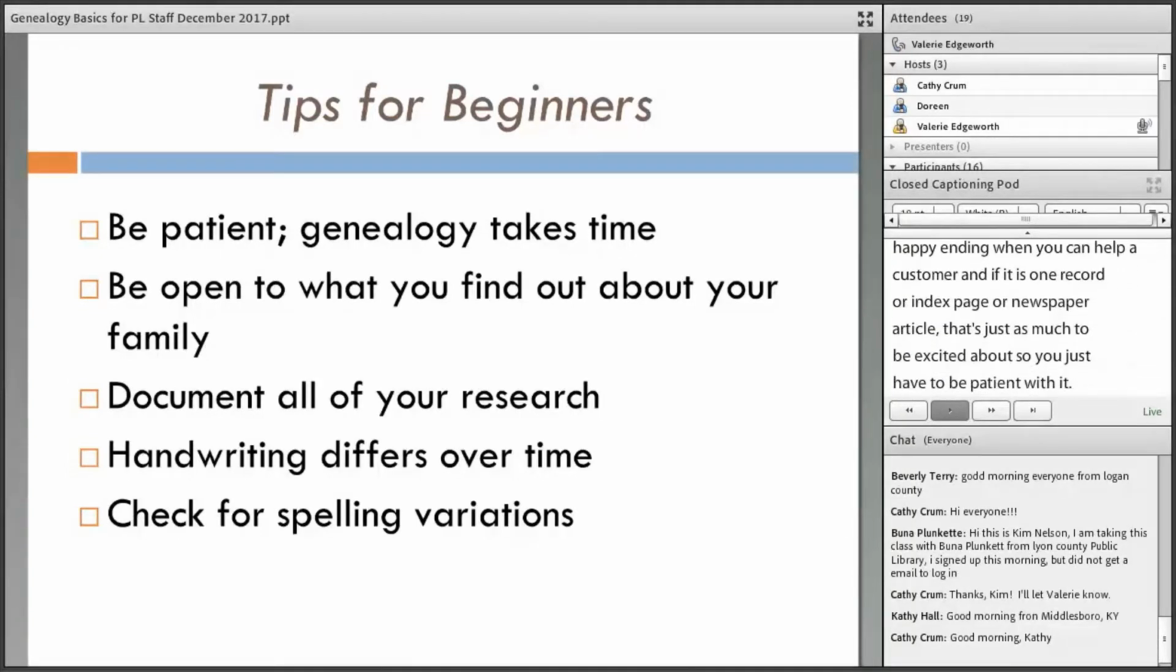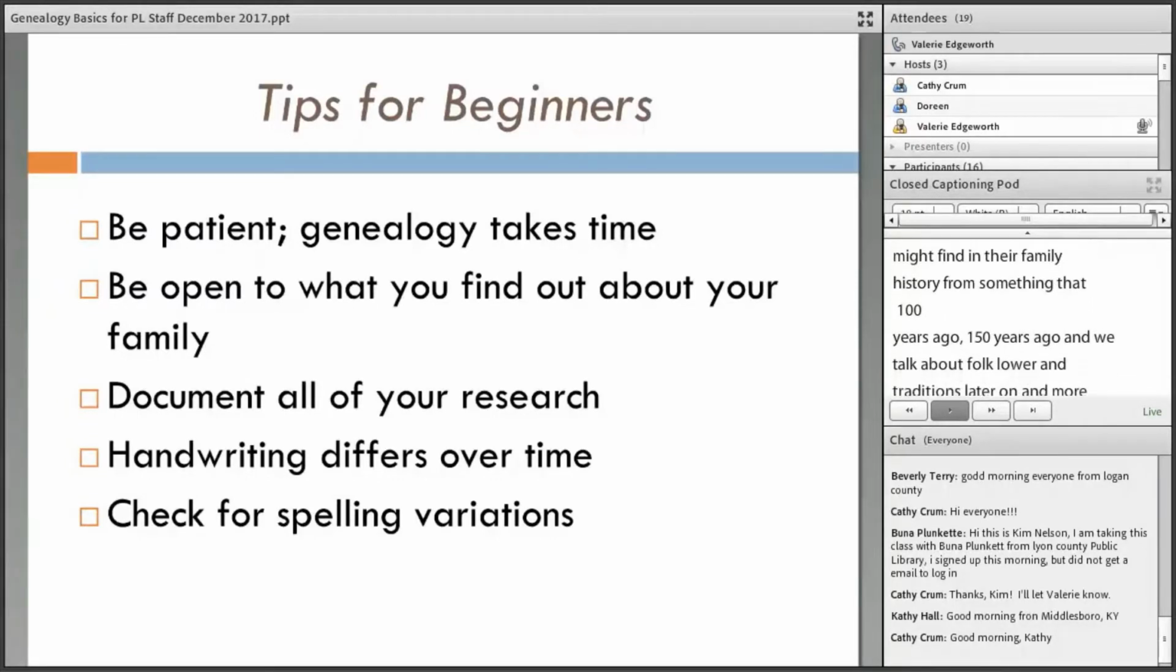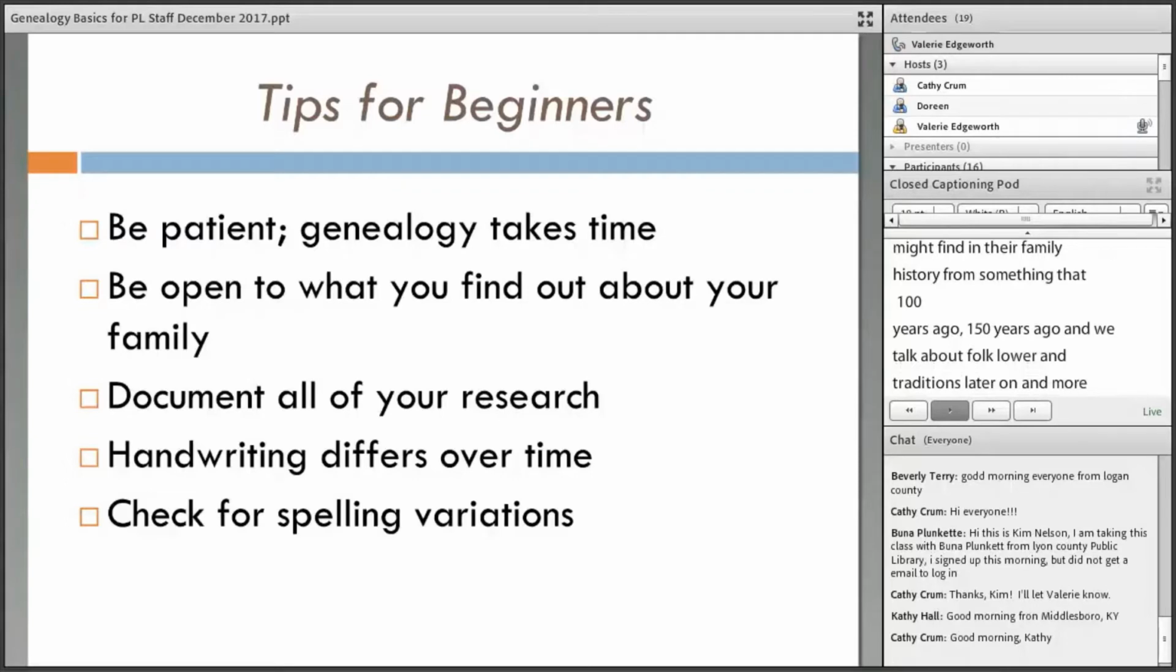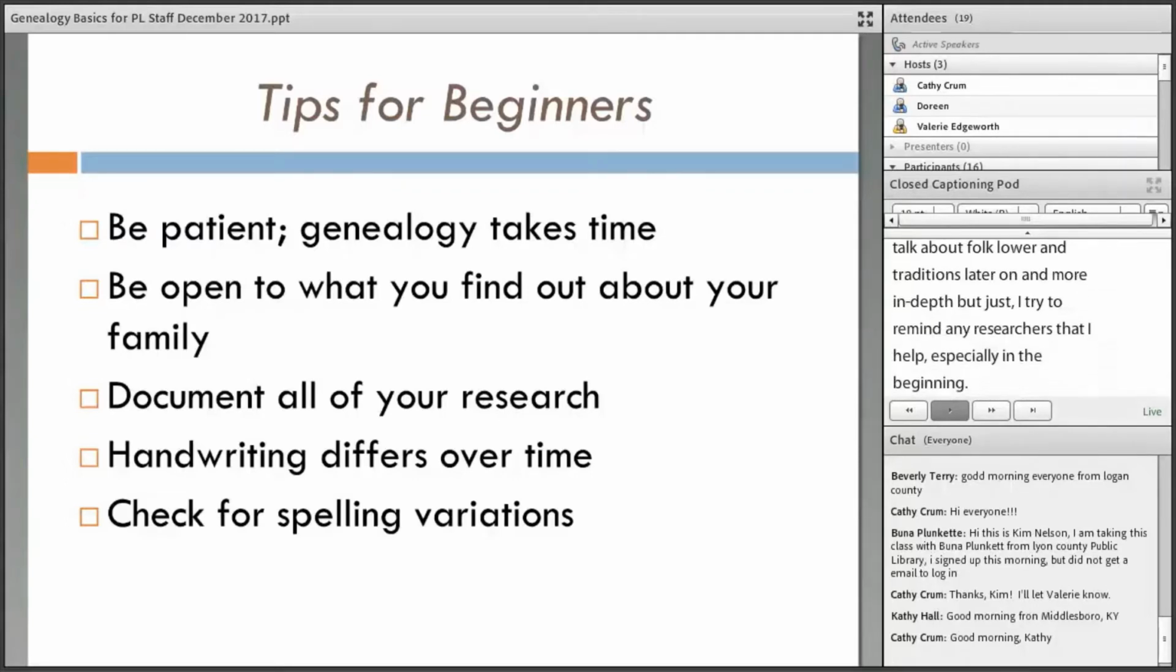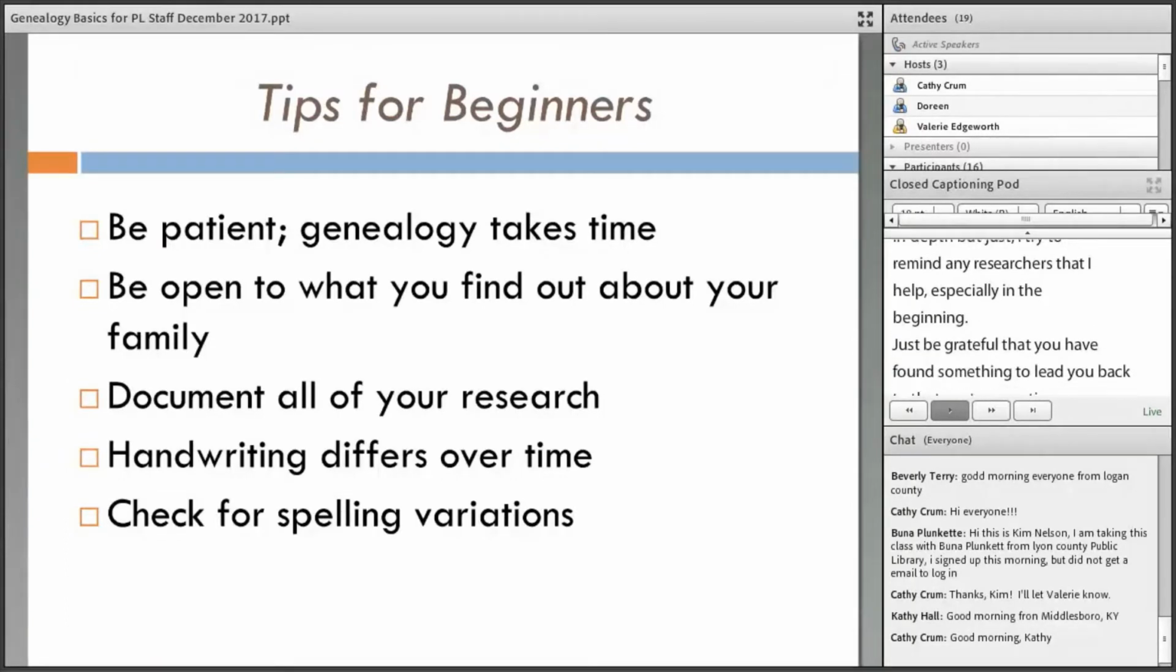I also encourage you to make sure to be open to what you find out about your family. I've had many experiences here in the research room where some of our customers would be a little shocked as to what they might find in their family history from something that happened 100 years ago, 150 years ago. We're going to talk about folklore and traditions a little bit later, a little bit more in depth. But I try to remind any researchers that I help, especially in the beginning, just be grateful that you have found something to lead you back to that next generation. So be open to what you find.